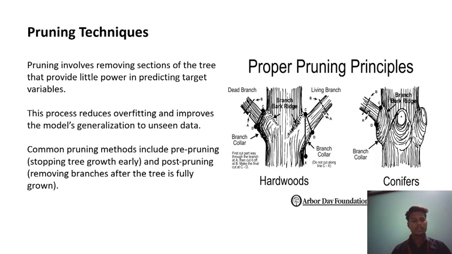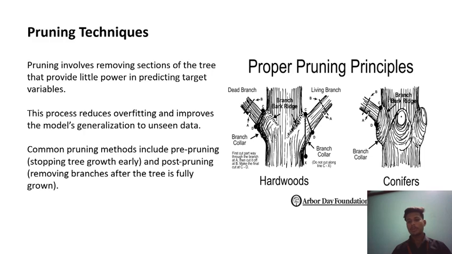The next slide is pruning techniques. Pruning involves removing sections of the tree that provide little power in predicting target variables. This process reduces overfitting and improves the model's generalization to unseen data. Common pruning methods include pre-pruning, stopping tree growth early, and post-pruning, removing branches after the tree is fully grown.